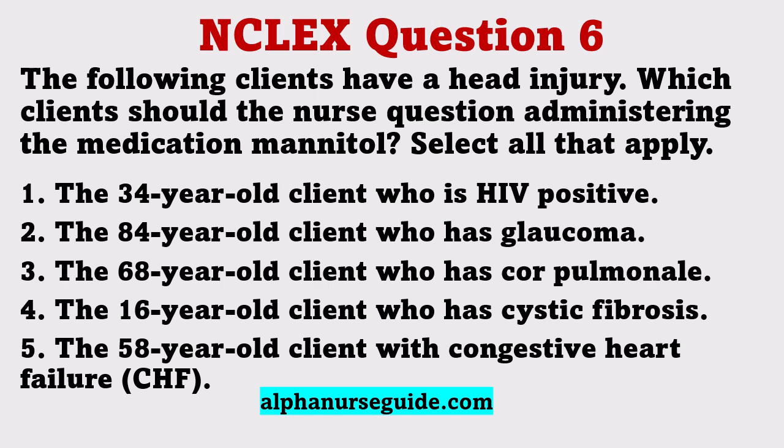Cor pulmonale is right-sided heart failure, often secondary to chronic obstructive pulmonary disease. Because mannitol pulls fluid off the brain, it may lead to a circulatory overload, which the heart with right-sided failure could not handle. This client would need an order for a loop diuretic to prevent serious cardiac complications.